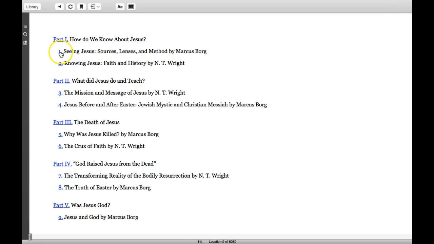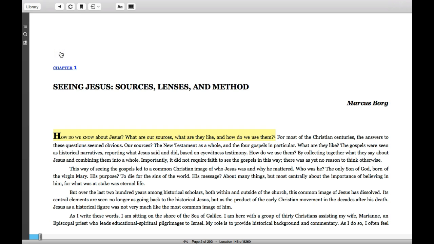So today I want to talk about the first chapter of this book that we are reading in the New Testament class, The Meaning of Jesus: Two Visions. Whenever you read nonfiction, you have to ask yourself three questions.